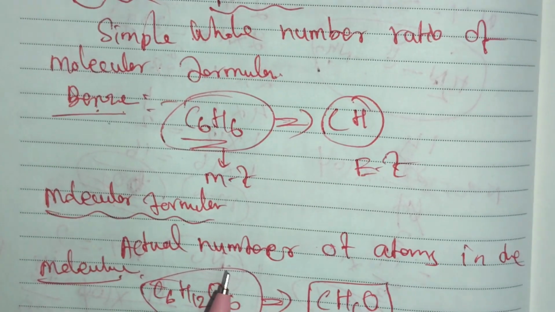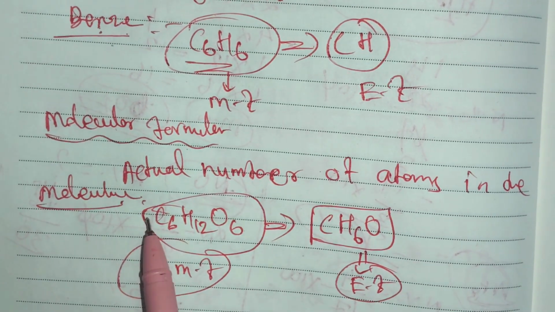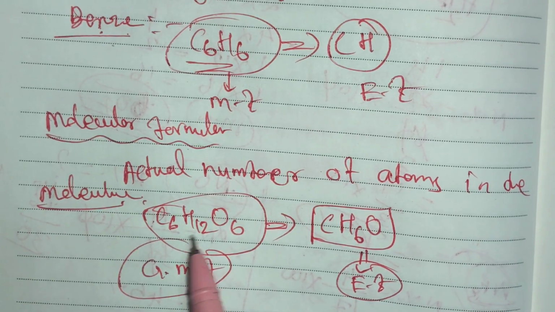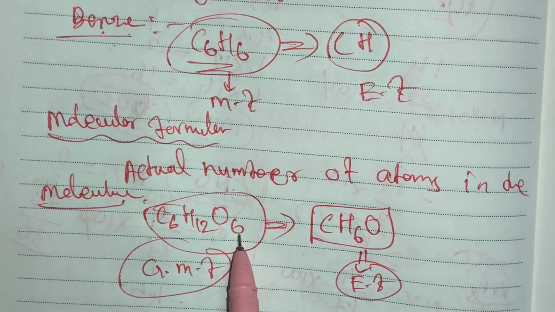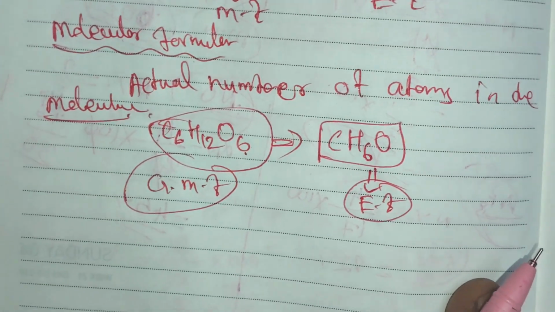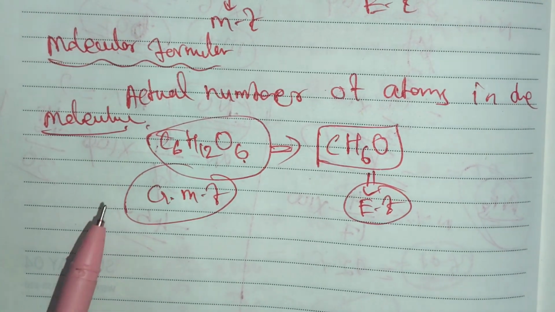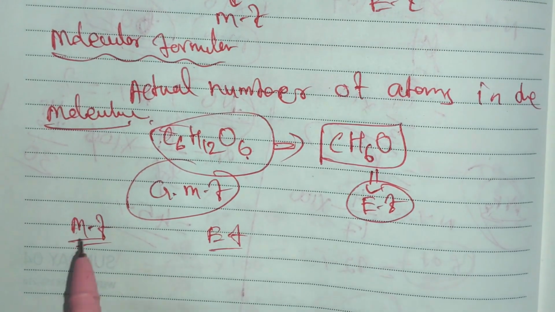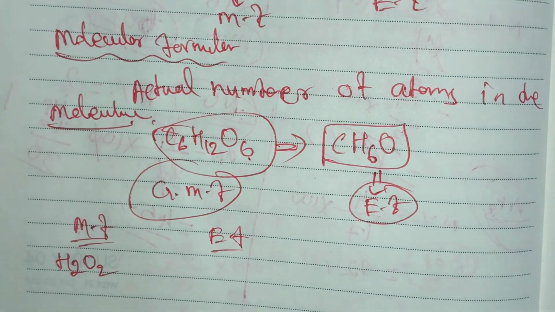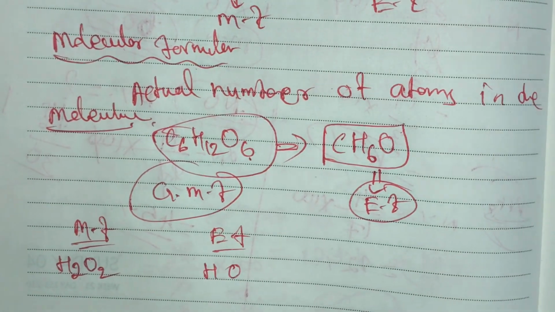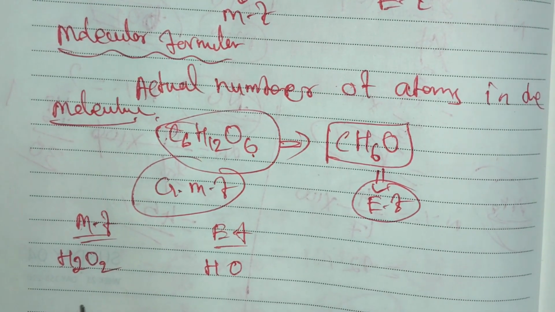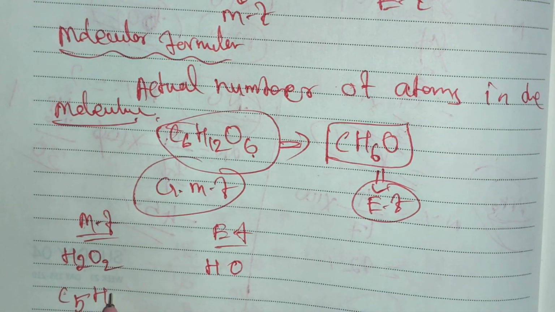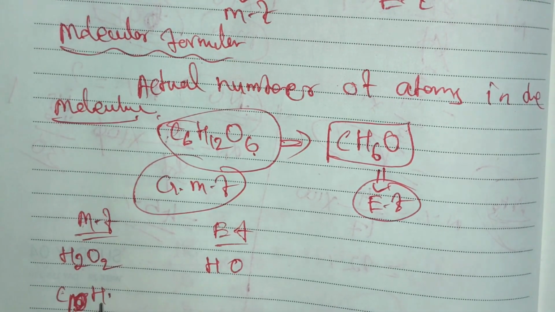The molecular formula is nothing but the actual number of atoms in the molecule. So in the case of glucose, it consists of 6 carbon, 12 hydrogen and 6 oxygen atoms. Some elements follow a simple ratio based on the empirical and molecular formula. For example, H2O2 is hydrogen peroxide, and its empirical formula is HO. Then naphthalene is C10H8.